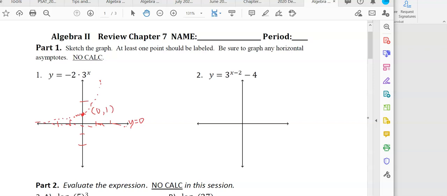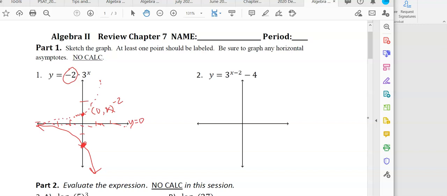Now it may move here. What happens is this is going to be multiplied by all the y values, right? So the y value was (0, 1). You're going to multiply it. Now it's (0, -2). So to plot that point, that's on the graph. The behavior is the same. On the left, it's approaching the asymptote, hits the point, and moves down pretty quickly. So that's the graph of this function.